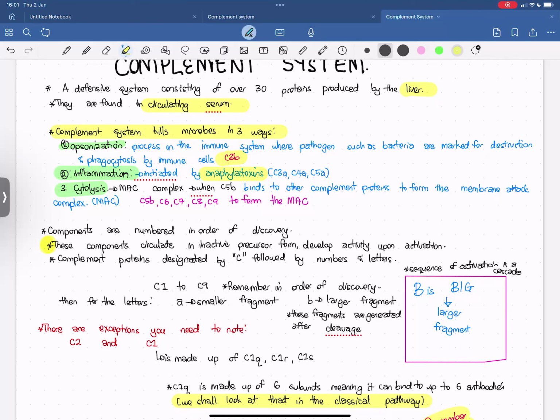Then cytolysis. We shall see how the membrane attack complex is formed, because it creates pores in the membrane of these pathogens, which finally leads to cytolysis. As I've mentioned here, C5b, C6, C7, C8, C9 form the MAC. The MAC in full is the membrane attack complex. I've highlighted it there. Components are numbered in order of their discovery. That's how they were numbered.